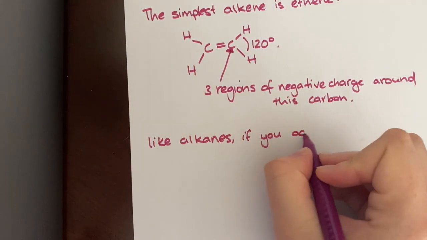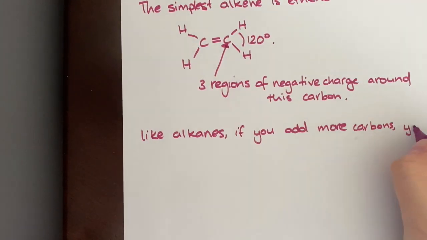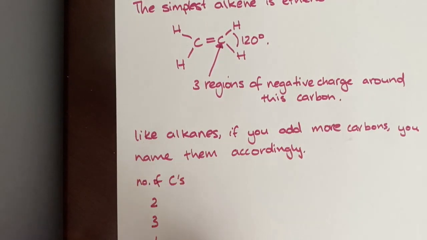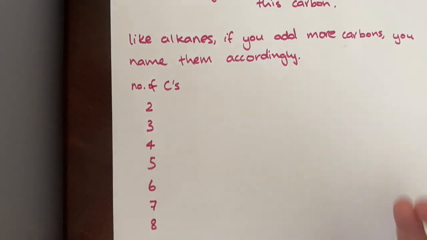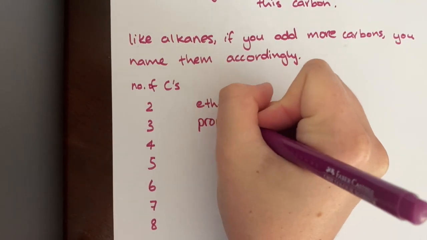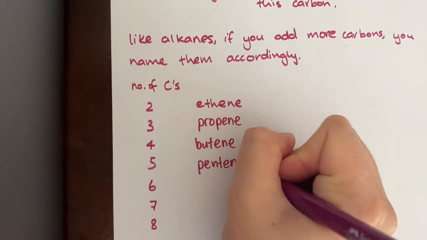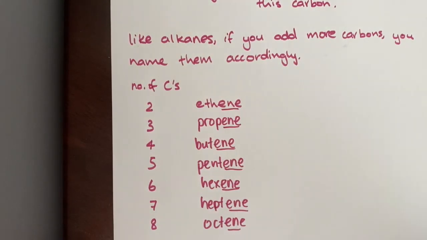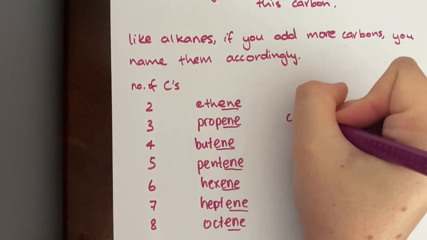So like alkanes, if you add more carbons to your chain, you will name them accordingly. I've just drawn out here number of carbons 2 to 8: ethene, propene, butene, pentene, hexene, heptene, octene. So those same prefixes, but now they all end in -ene. This indicates we have alkenes.